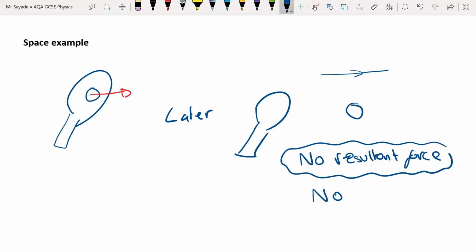So what do resultant forces cause? Acceleration. What causes acceleration? Resultant force. What do resultant forces cause? Acceleration. So if there's no resultant force, there is also no what? There is also no acceleration. And that's why this ball will continue in a straight line forever. That's Newton's first law.